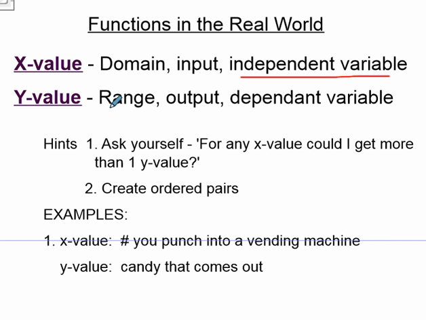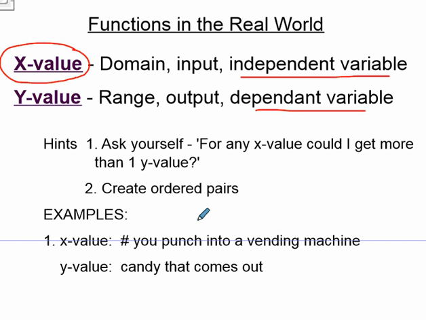We talked about how it's the range, how it's the output, and it's also the dependent variable because the Y is dependent upon whatever the X is going to do or whatever the X is going to be. So the Y just has to follow along. It's the X or the domain that's really in charge. So whenever we're evaluating these to determine if they're functions or not, we really want to start with the X value because that's what's in charge.